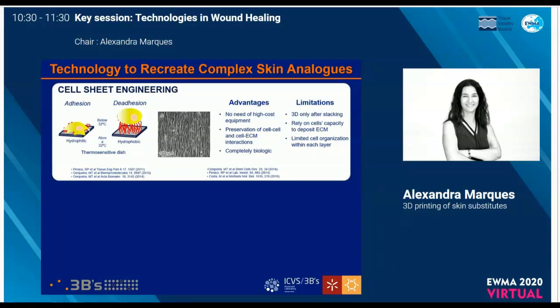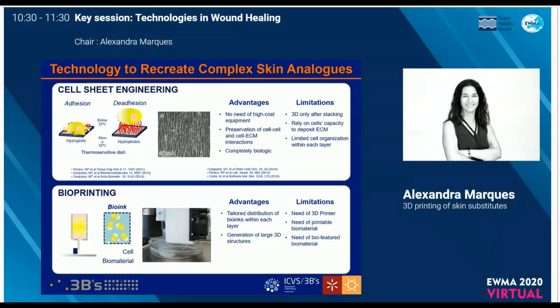On the other side, each cell sheet is a 2D system, so we only have 3D tissue substitutes when we stack the different cell sheets. We have the limitation of being able to use this technology only with cells that deposit a significant amount of extracellular matrix, and within each cell sheet there is a limited cell organization.